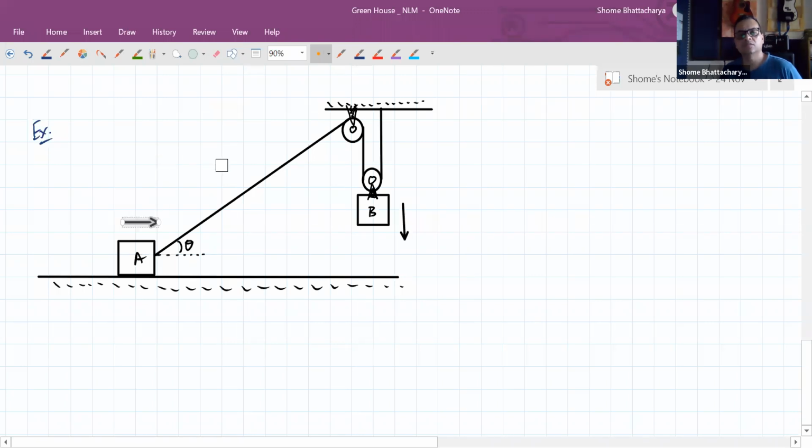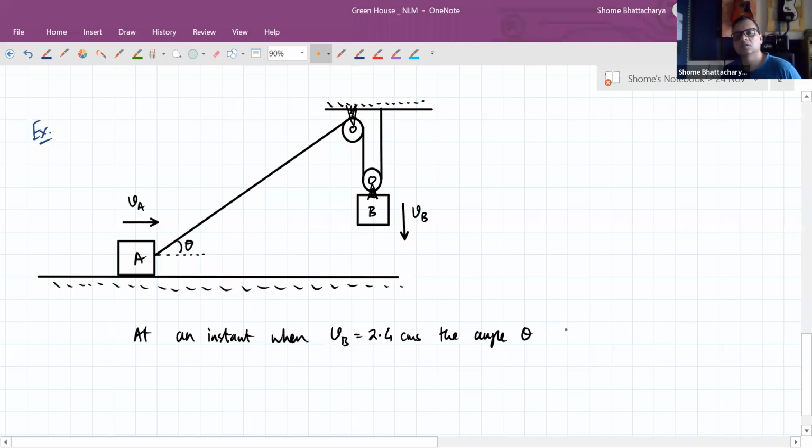So the instantaneous velocity of A and B and the angle theta. So at an instant when the velocity of this block in the downward direction is, let us say, 2.4 centimeters per second, the angle theta is 30 degrees. So find VA at this same instant.